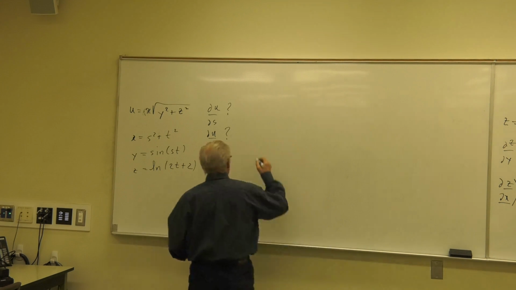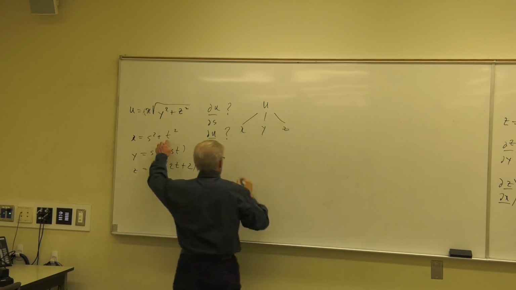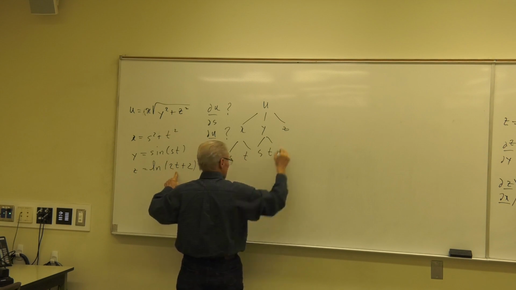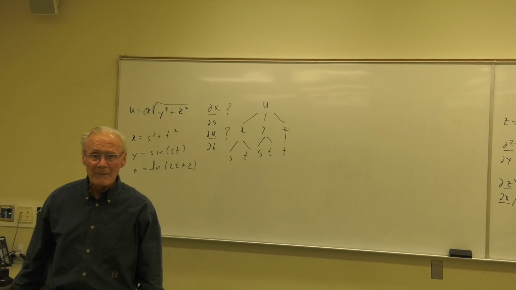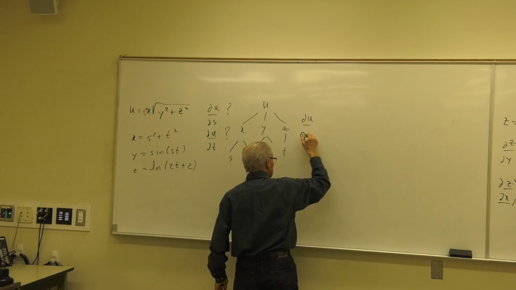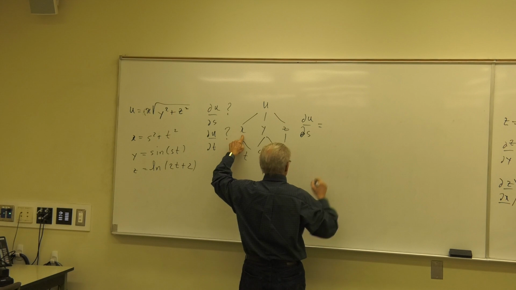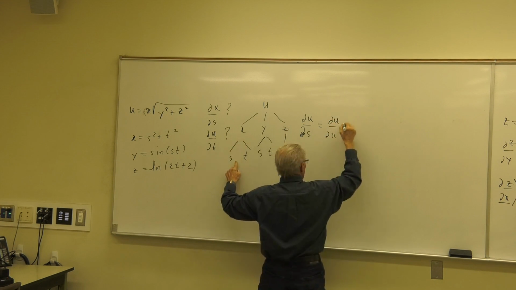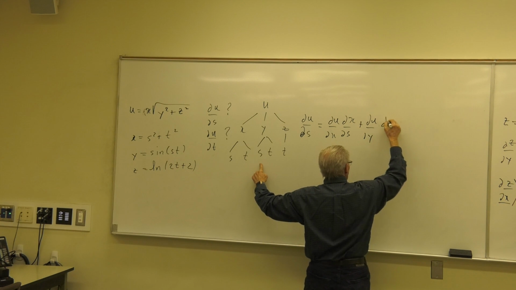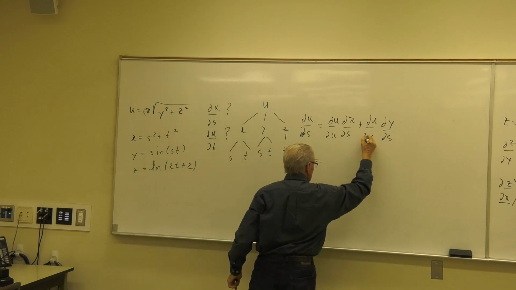So let's make up our schematic. U at the top, function of x, y, z. X, function of s and t. Y, function of s and t. Z, function of t. So there's our schematic for this particular functional situation. So if we want ∂u/∂s, it equals all possible paths from u down to s: one through x, ∂u/∂x, ∂x/∂s, one through the y's, ∂u/∂y, ∂y/∂s, and that's not one. So all we have to do is calculate these four derivatives, and we'll have the answer.